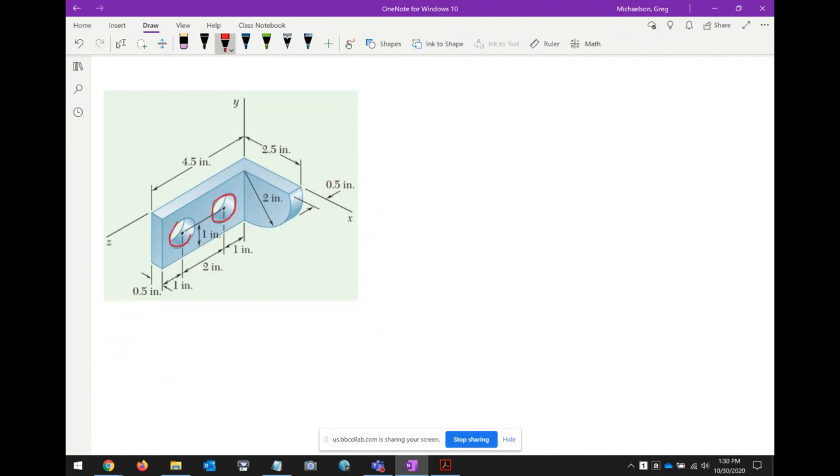Okay, so now let's look at these circular regions. I'm going to handle them together because they're both the same volume. So 3 and 4, circular holes. They both have the same volume, and this is just a cylinder, right? So how do you determine the volume of a cylinder? You take pi r squared times h.